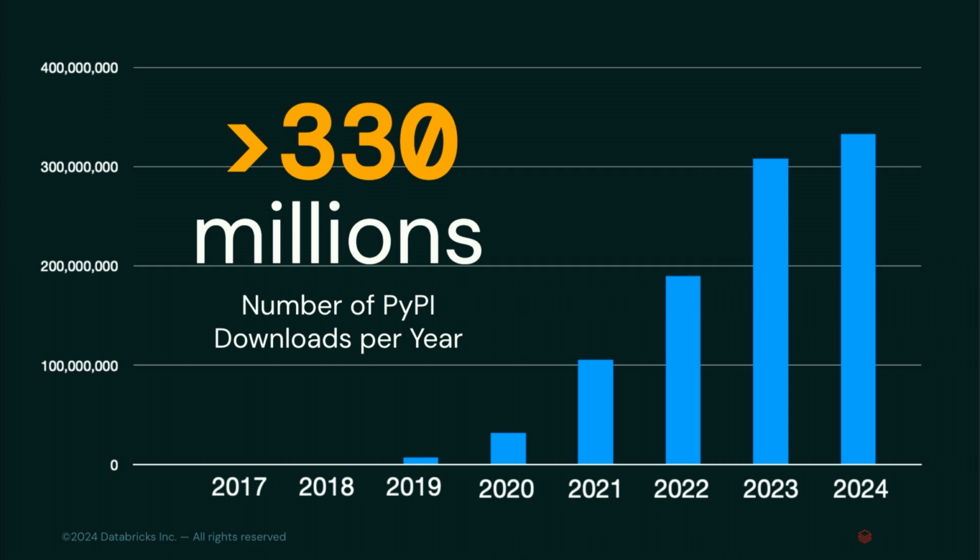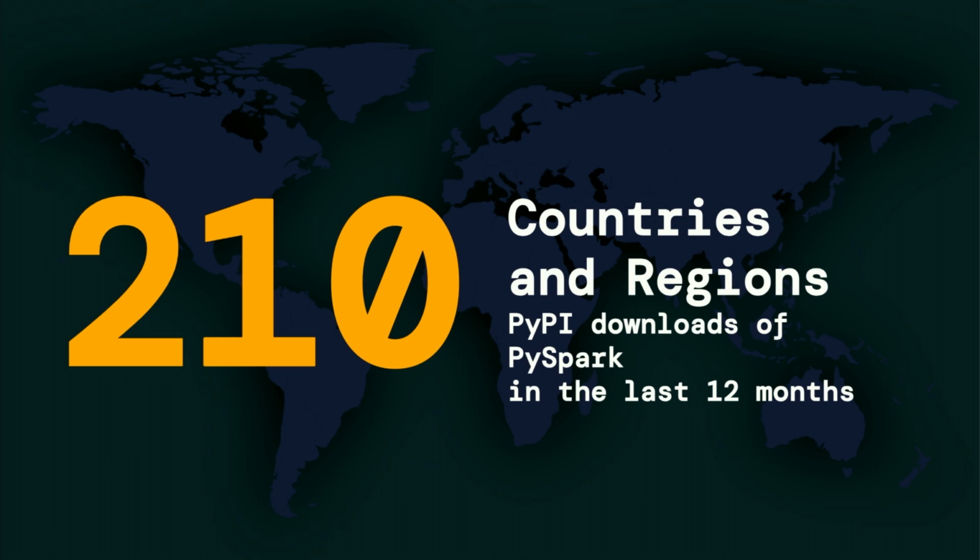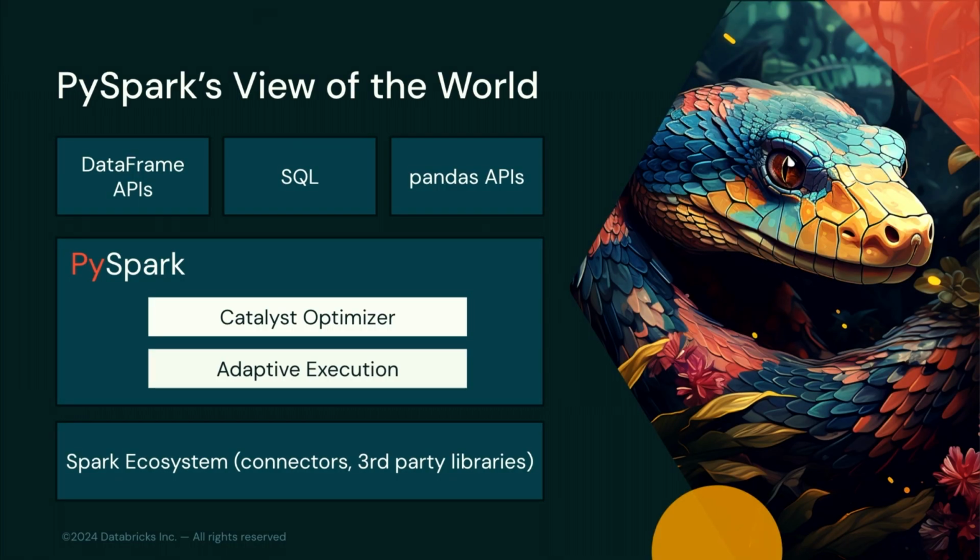PySpark's popularity is skyrocketing, proving it is a key tool for data science, data analysis, and data engineering. And based on the PyPI downloads, PySpark is now everywhere. It has been downloaded from 210 countries and regions in the last 12 months. PySpark provides a very powerful bridge between big data and Python. It offers different APIs, the SQL API and the pandas API. It is optimized by our Catalyst optimizer and adaptive execution. So it integrates with the Spark ecosystem, many different connectors, and also the Python ecosystem.